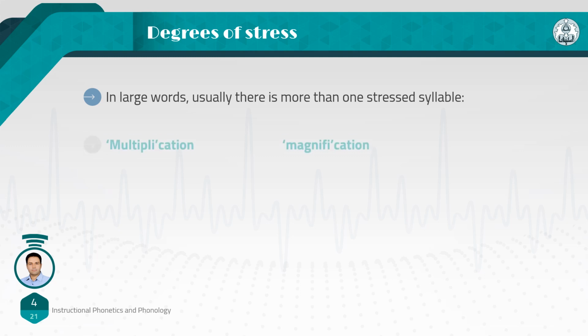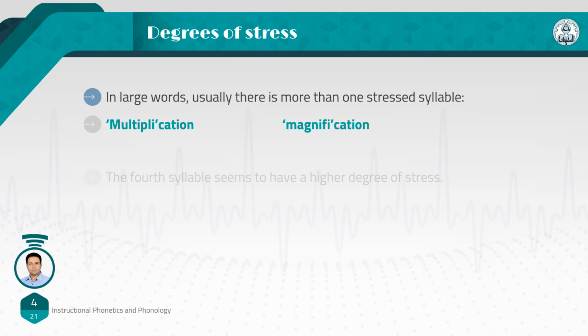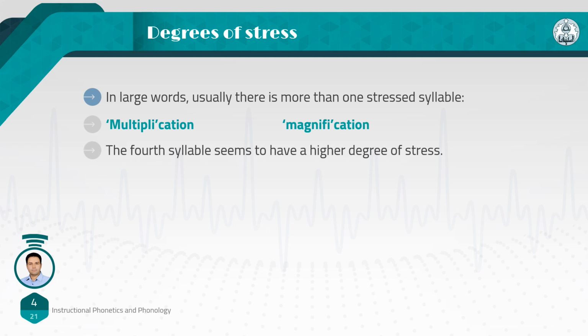For example, say the word "multiplication" and try to tap on the stressed syllables. You will find that you can tap on the first and the fourth syllables. Multiply on M. Multiplication on the first and the fourth syllables. The fourth syllable seems to have a higher degree of stress. The same is true of other long words such as "magnification" or "psycholinguistics."